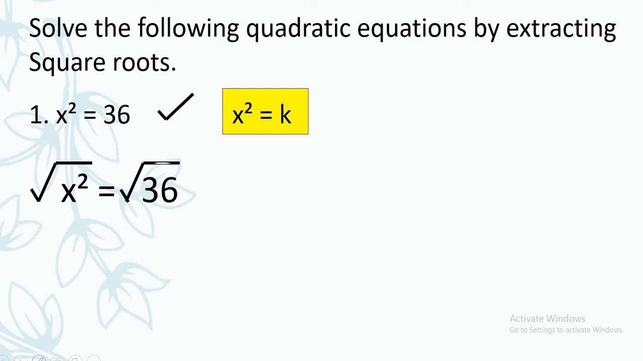Okay, then cancel the squared. It will become x is equal to square root of 36. And we all know that the square root of 36 is positive and negative 6. So we have two solutions, positive 6 and negative 6.